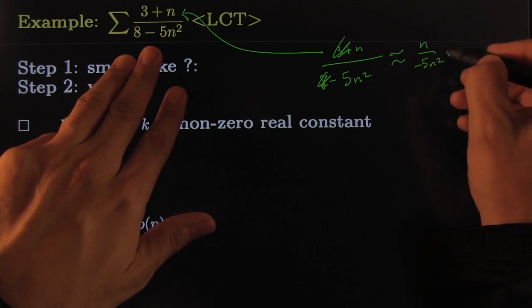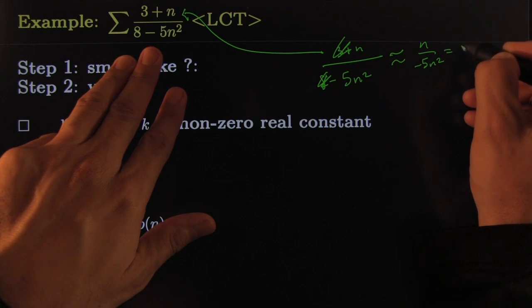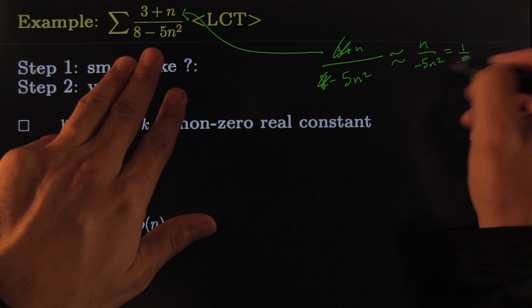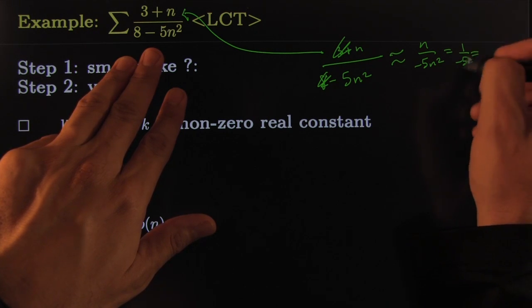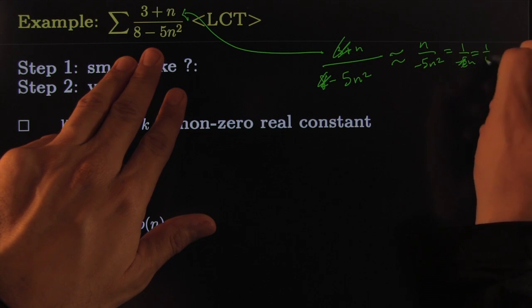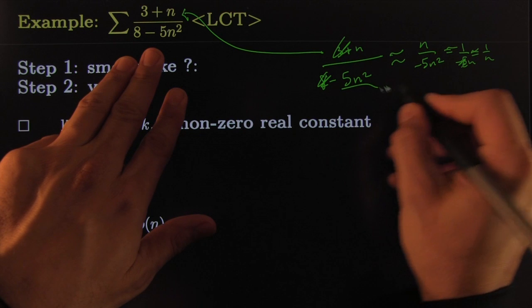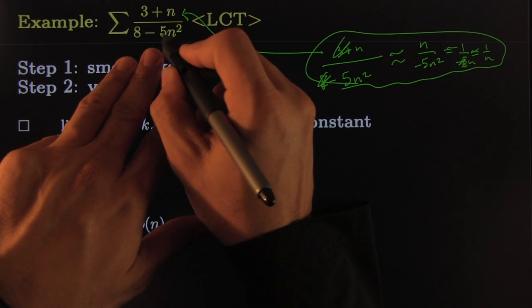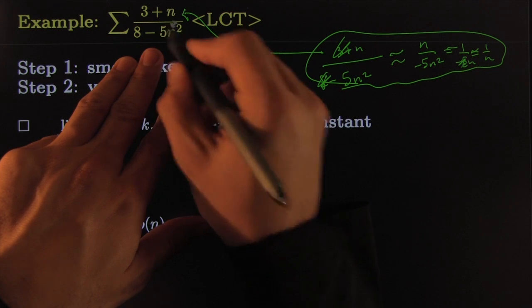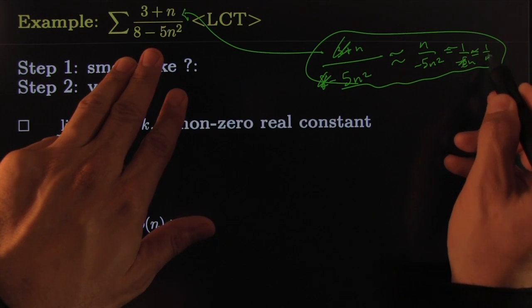And I could simplify that. I could say this is equal to 1 over negative 5n. And of course, the negative 5 is not going to matter that much. I think that it just behaves a lot like 1 over n. All that is just the smelling part. You think, hey, I think that the 3 doesn't matter, the 5 doesn't matter, the 8 doesn't matter. I think really it behaves a lot like 1 over n.